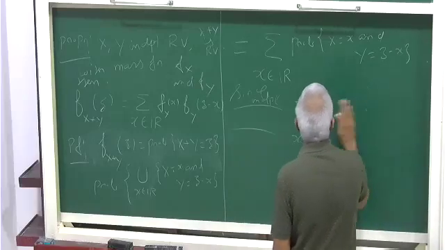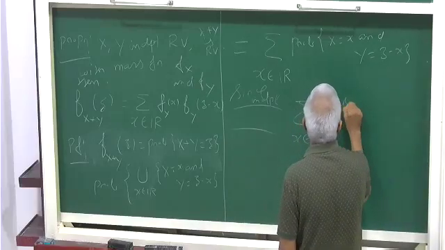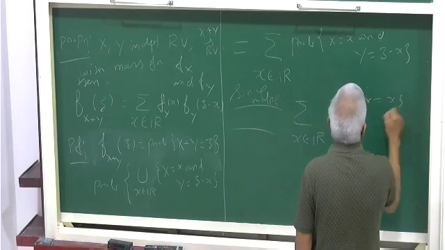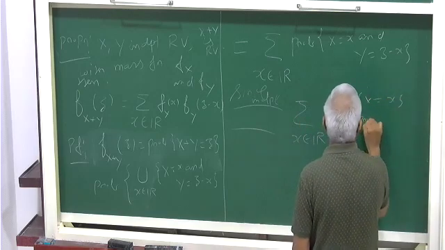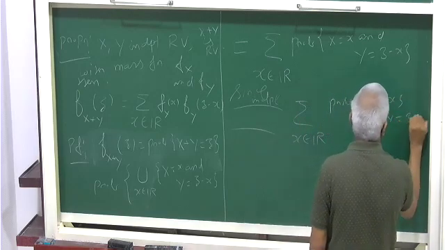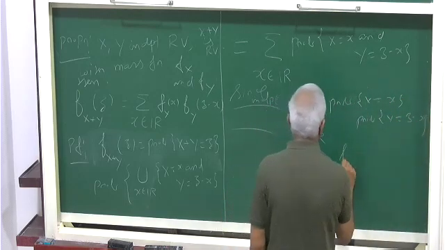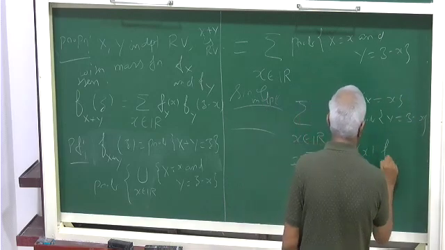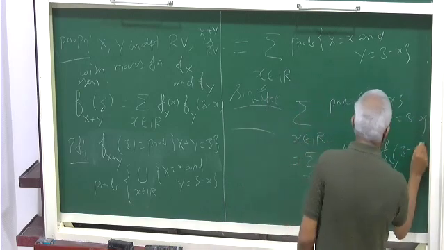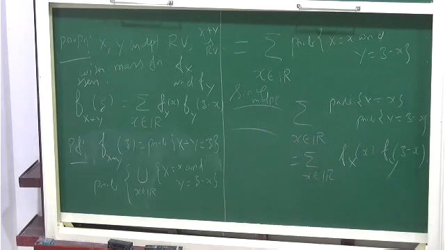So this is the same as the probability of X equal to x, because independent, times the probability of Y equal to z minus x. This is like a product of two density functions, but this is what is called the convolution product.